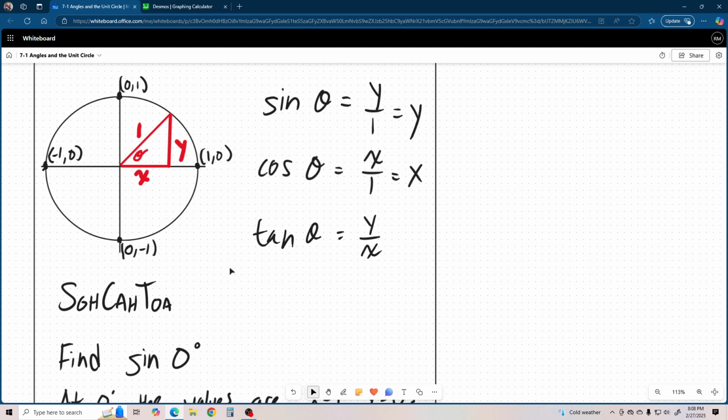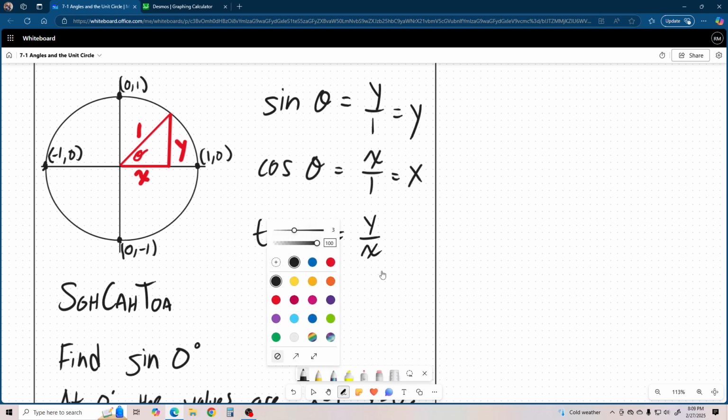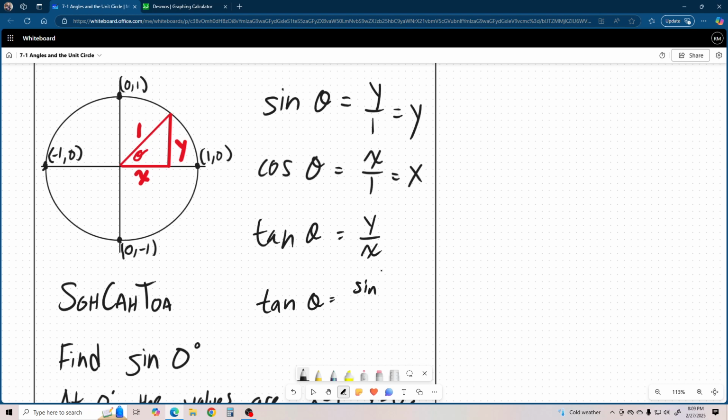And then tangent, this is kind of interesting. Tangent is opposite over adjacent. Opposite is y, adjacent is x, so tangent is y over x. Since y is associated with sine and x is associated with cosine, we can also think of this as tan theta equals sine theta over cosine theta. We'll get into all these trig identities in the next unit, before we get into them in more detail.